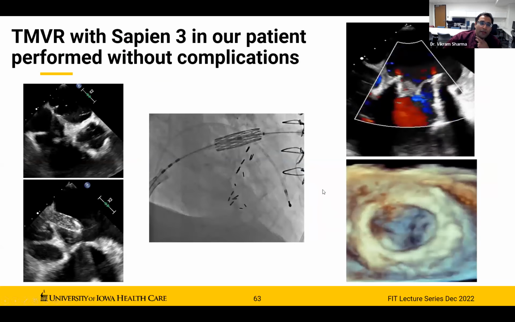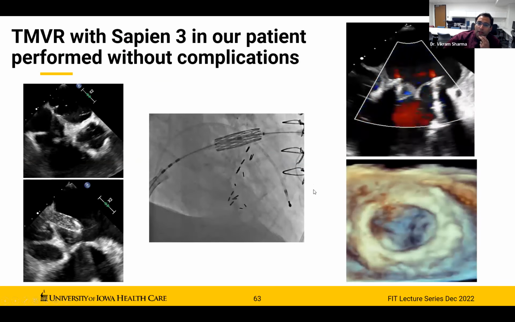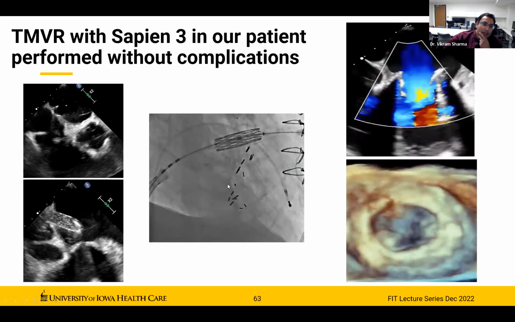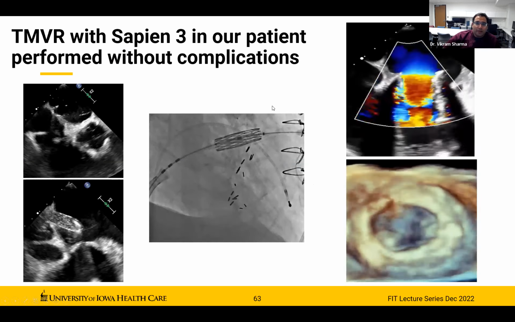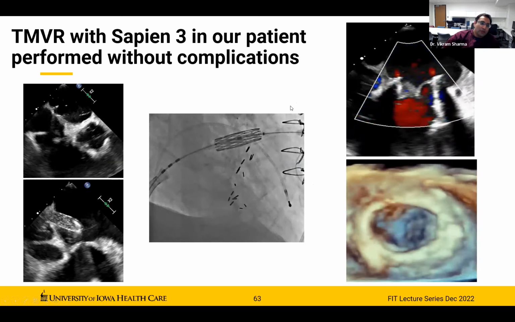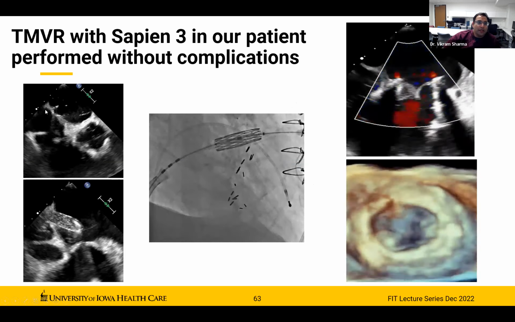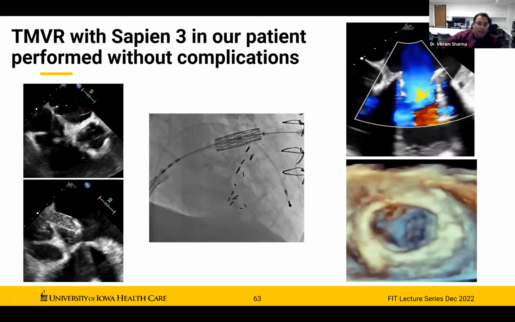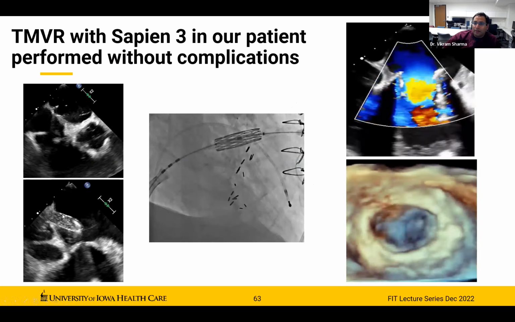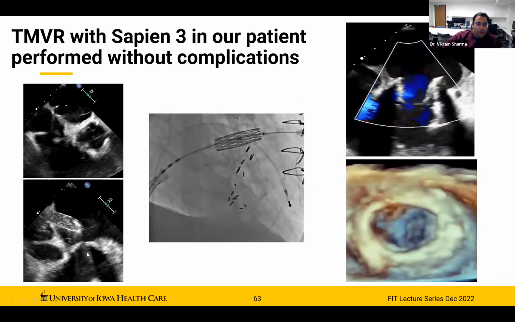So going back to our patient, we basically proceeded with a transcatheter mitral valve replacement using a SAPIEN valve. And this was done through a transeptal approach. So here we see the transeptal needle going through the interatrial septum. Here is the valve basically being advanced across the mitral valve.